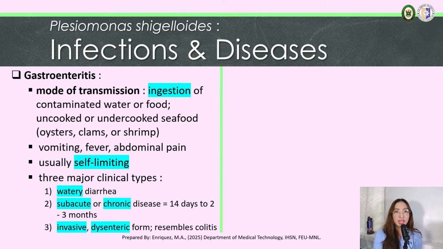All right. So, ulitin po natin, there are three clinical types of gastroenteritis that is caused by Plesiomonas shigelloides. First is the regular watery diarrhea. Next is the subacute or chronic type, which could last for up to 3 months. Again, imagine yourself having diarrhea for up to 3 months. And the third type is the invasive dysenteric form, which again resembles colitis.